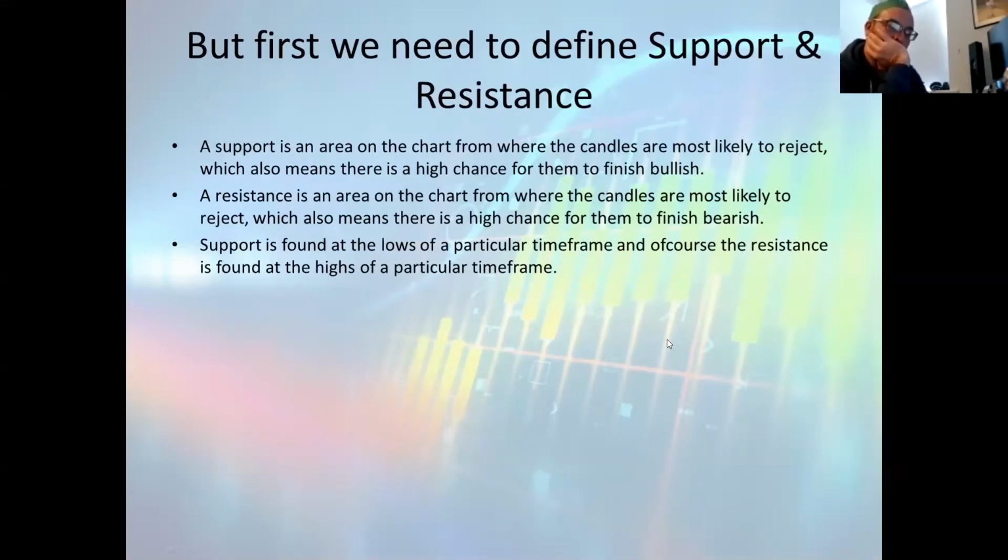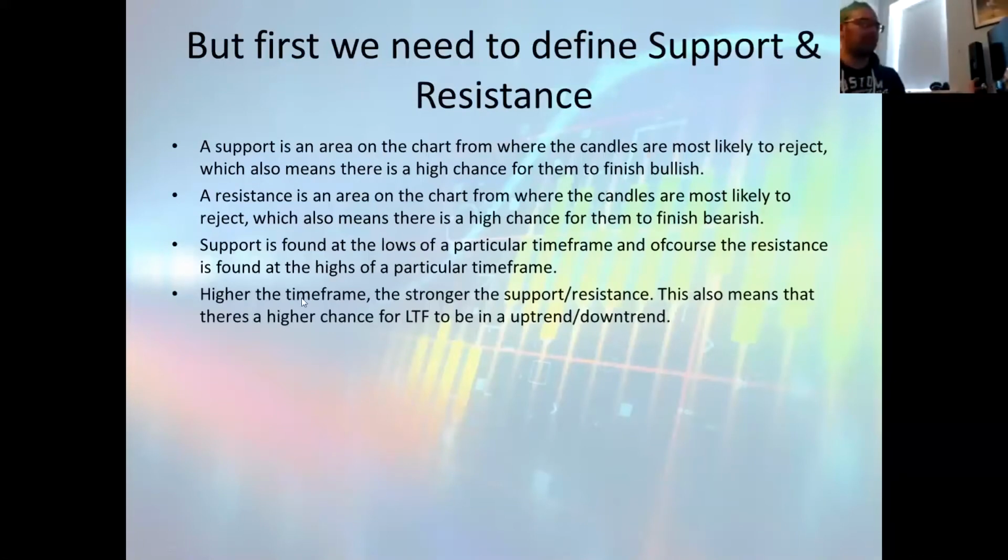When the daily is heading down, you look for a resistance because it's going to be at the top. But when the daily or the 4 hour is going bullish, then you look for support, and supports are mainly at the bottom. The higher the time frame, the stronger the support and resistance. This also means that there's a high chance for a low time frame to be in an uptrend or a downtrend.